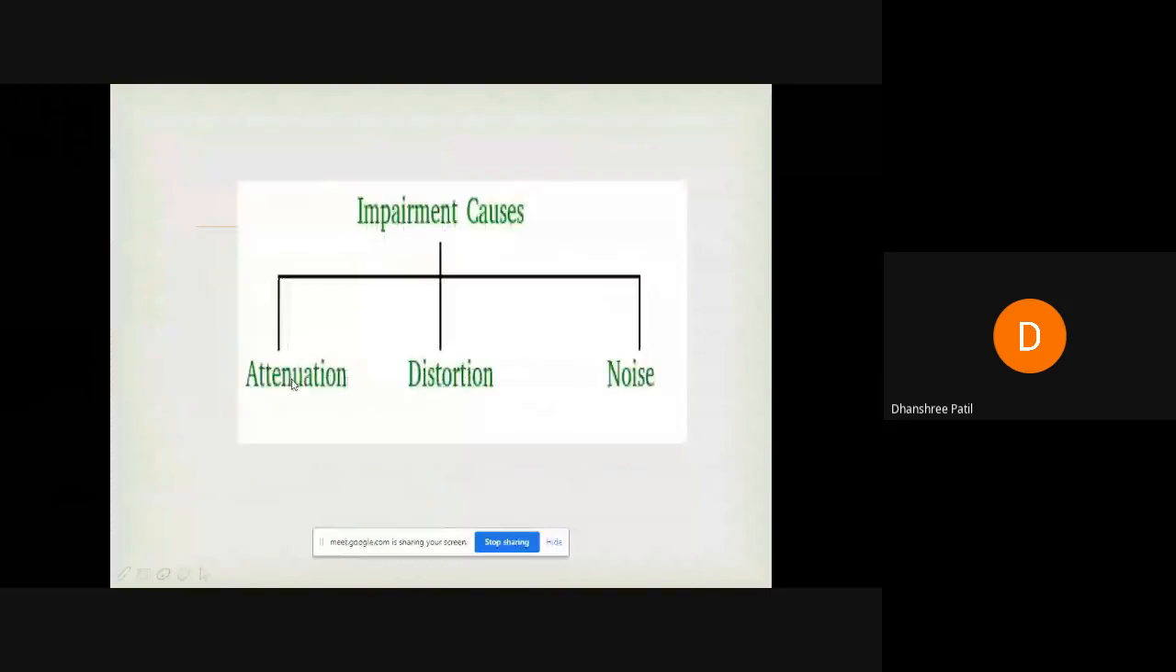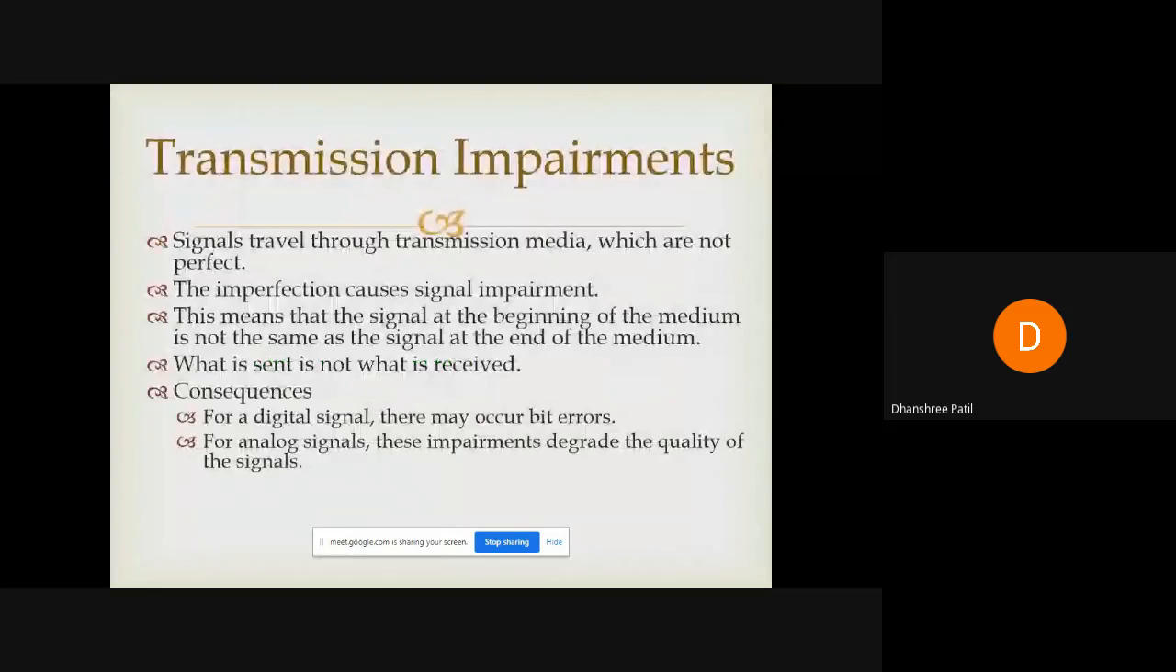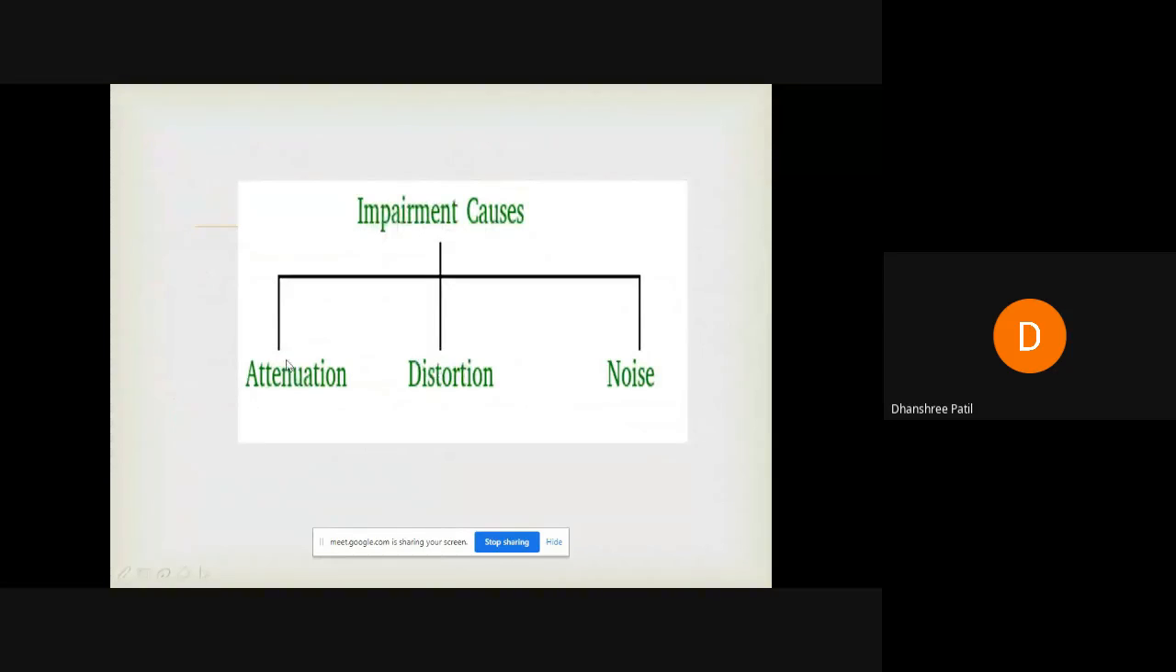There are three impairments that generally occur while sending data from sender to receiver, for both kinds of waves, the square wave or digital signal and the analog signal. First is attenuation, then distortion, and noise. Distortion is also called delay distortion. These are the three causes of transmission impairments: first attenuation, second delay distortion or only distortion, and third noise. Let's see one by one.